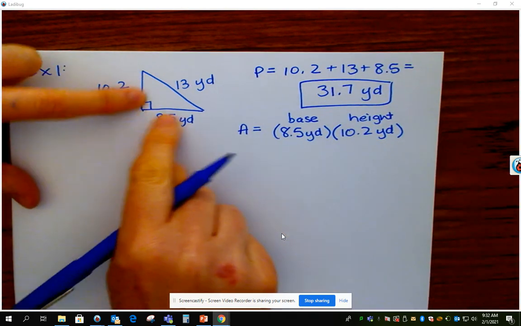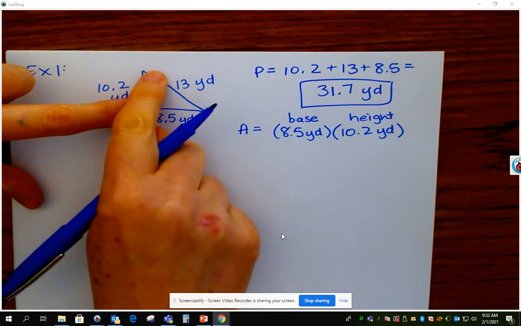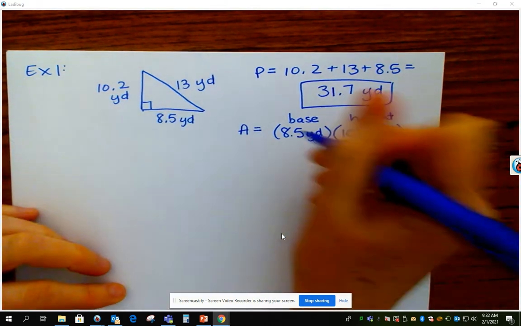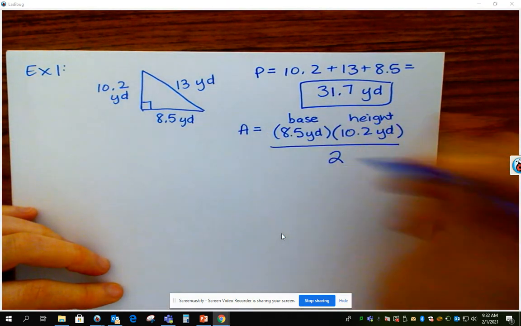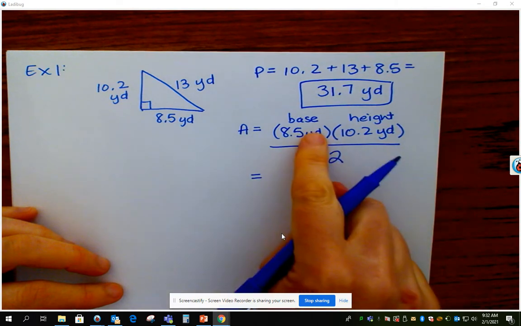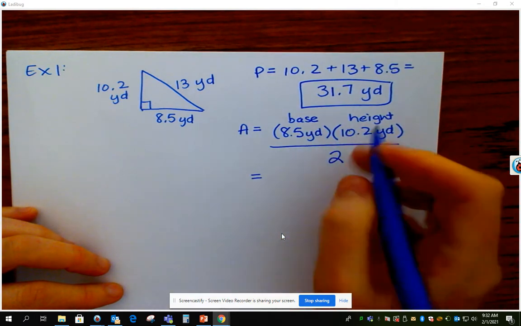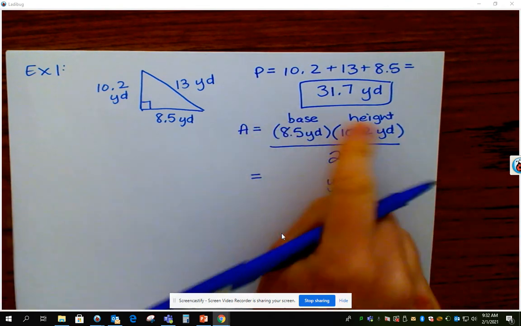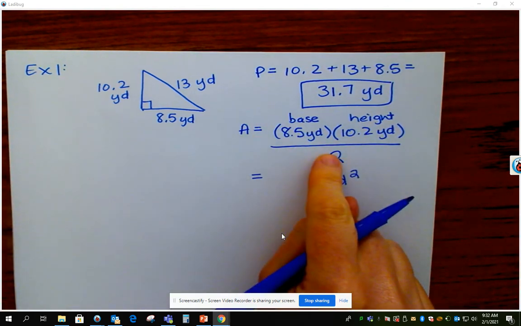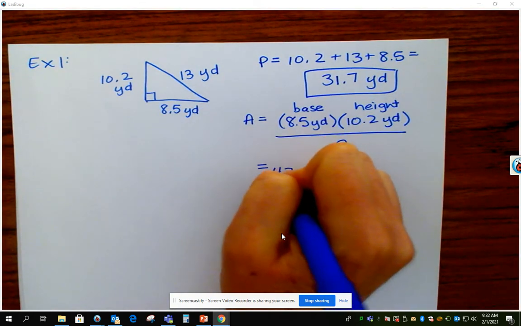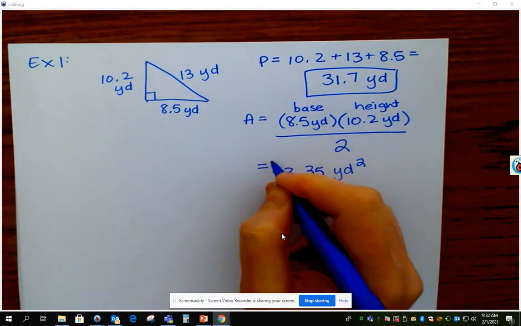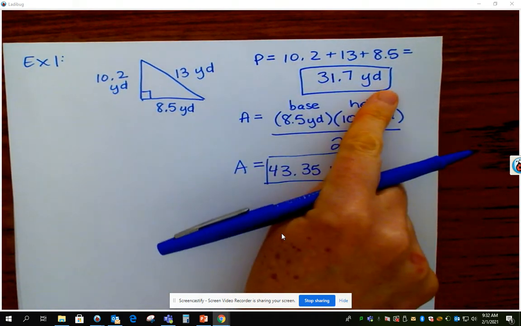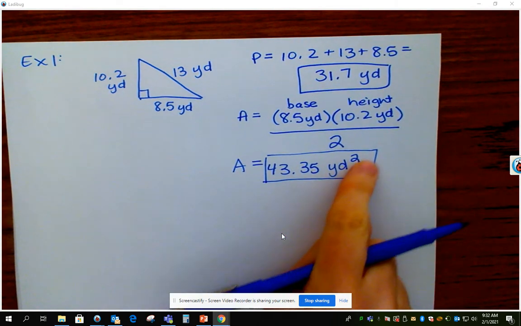Notice those two are perpendicular, they share that right angle. This one is not needed for the area, we don't even need to worry about it. And then we're going to divide that by 2. Now notice when I multiply yards by yards, I get yards squared as my unit. And when I do 8.5 times 10.2 and then divide that by 2, I'm going to get 43.35 yards squared. So again, perimeter has singular units, area has units squared.